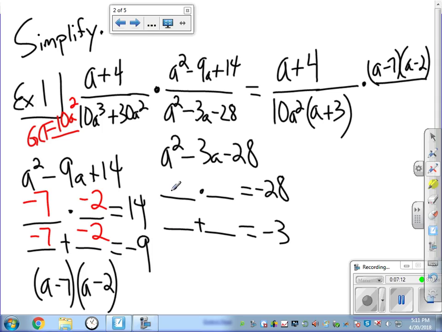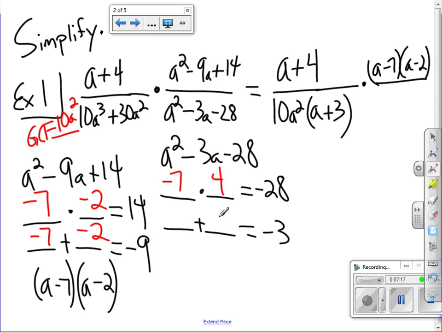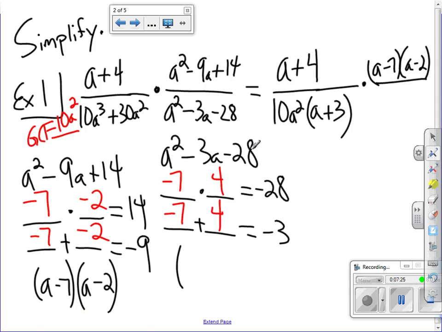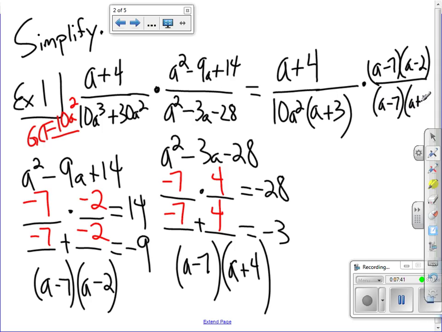All right. What are the two numbers, though? Are you thinking -7 and 4? I hope that's what you were thinking. And if you weren't, that's okay. But those are the numbers that we need to use to factor this quadratic. So that means this quadratic factors as a -7, a plus 4. We're going to transfer that to our downstairs in our second fraction.